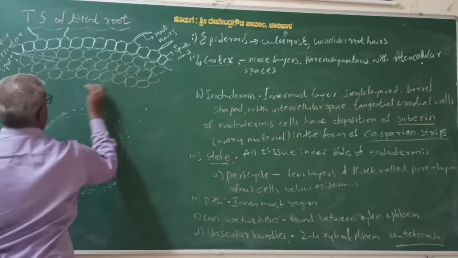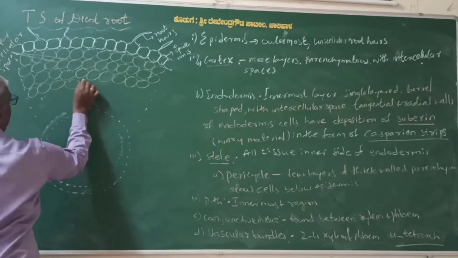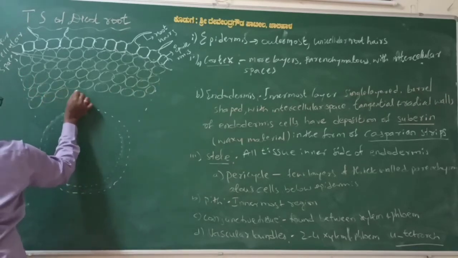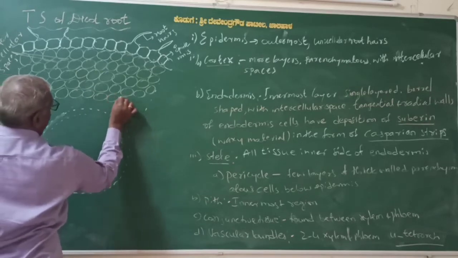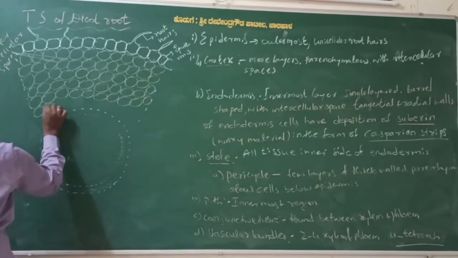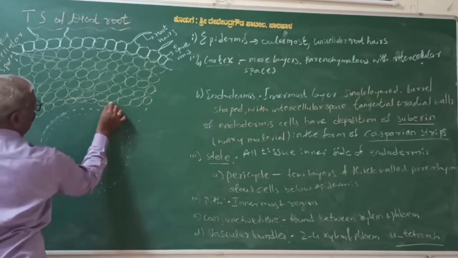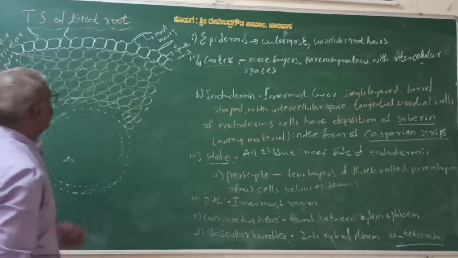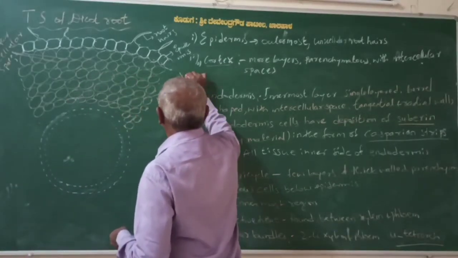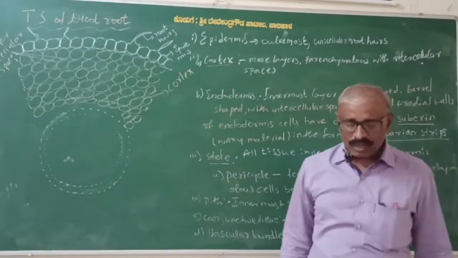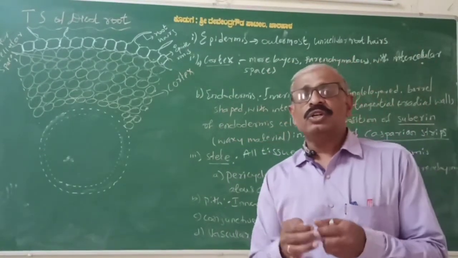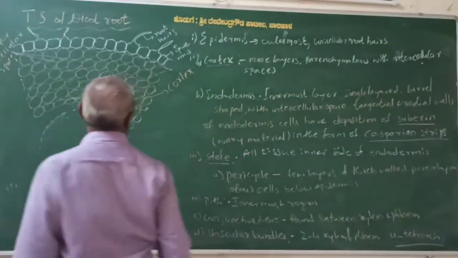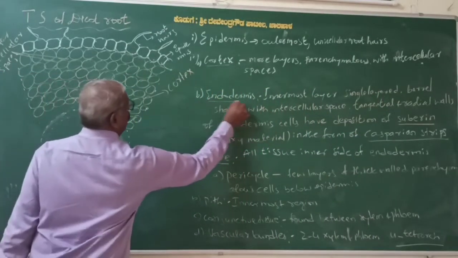The cortex region is divided into the outer cortex region, and the innermost part of the cortex is called the endodermis. We will go to that after completing this drawing. So this region is the cortex, made by parenchyma cells arranged loosely with intercellular space. And the innermost layer of the cortex is called the endodermis.